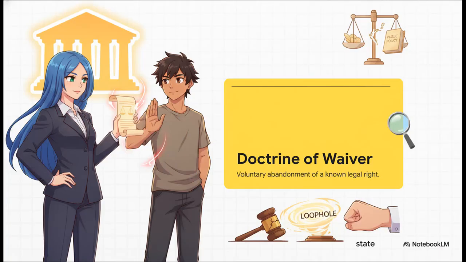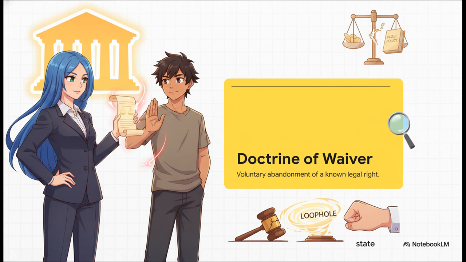Now, the flip side of estoppel is the doctrine of waiver. This happens when you voluntarily and intentionally give up a legal right that you know you have. You have the right, but you choose not to use it. Simple enough, right? But when we apply this to public law, there is a massive constitutional caveat.